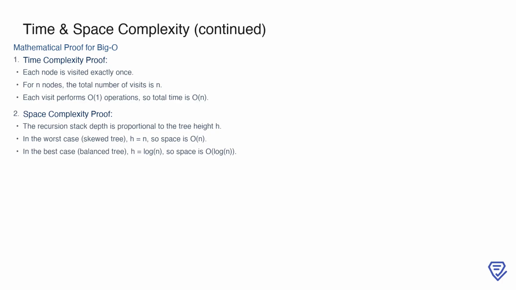In the worst case, where the tree is completely skewed, the height equals the number of nodes, n, resulting in O(n) space. In the best case, where the tree is perfectly balanced, the height is log n, leading to O(log n) space. Thus, we can confidently conclude that the space complexity is O(h), where h represents the tree height, capturing both the best and worst cases.